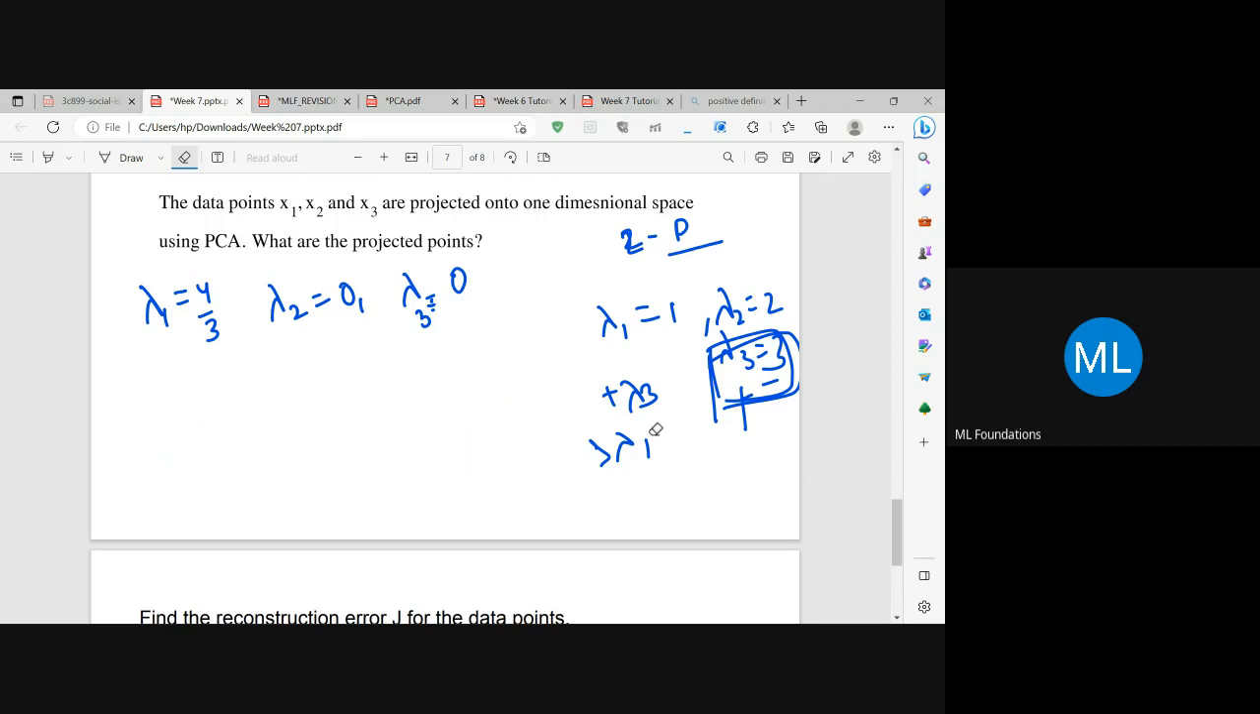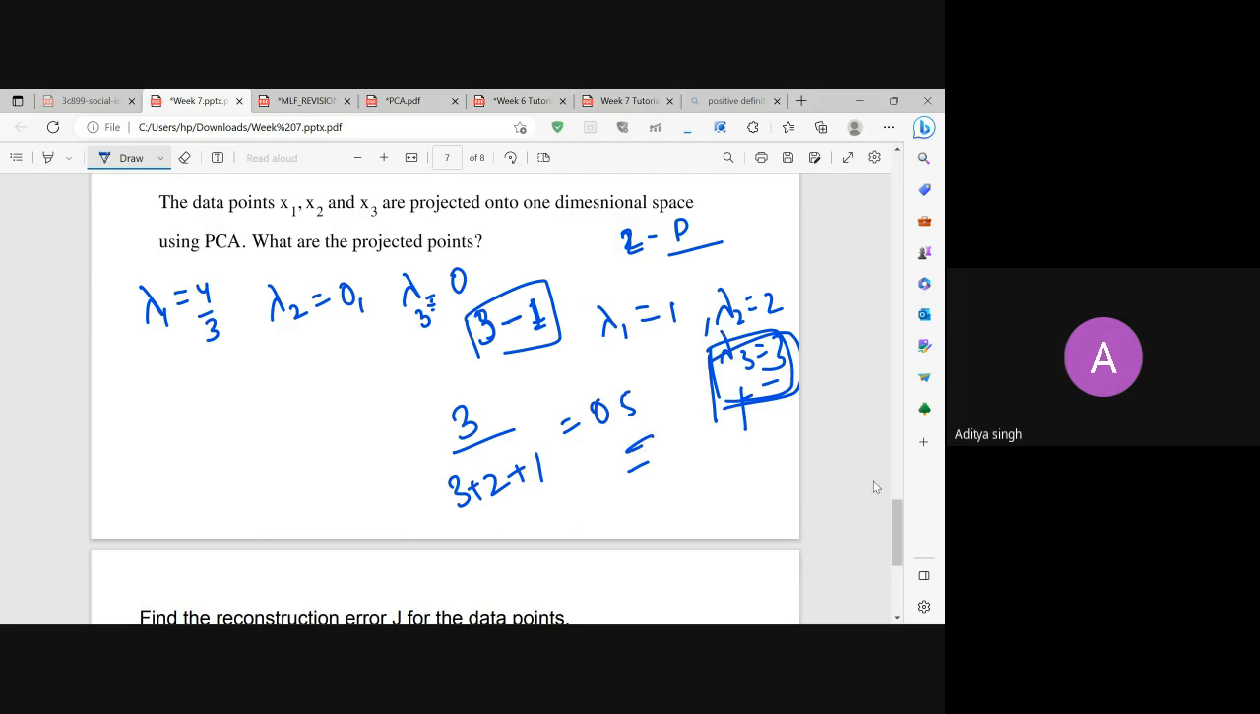If you have been asked to calculate how much percentage of information is conserved if I'm converting from 3 to 1 dimension, what should be the value? 50%. This would be 3 upon 3 plus 2 plus 1. So how much percentage of information is conserved if I'm converting from 3 dimension to 1 dimension? The information that is conserved is 50%, and I'm also losing 50%.